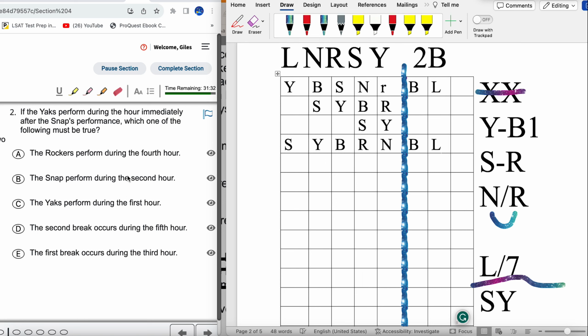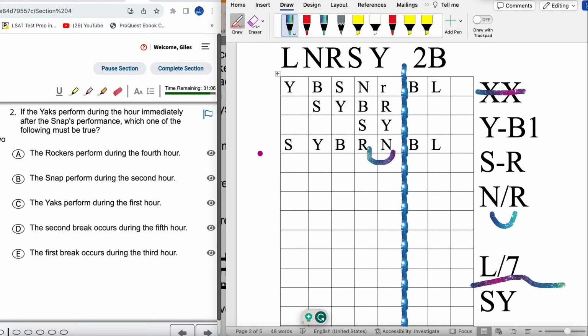So let's do question 2. Which of the following must be true? Alright, now right here all these have the same wording, so to get quicker, perform during the, you already know it's perform during the. Instead of using the first word Yakes, you could just go R 4th. So look for R in the 4th position. That could be true, but it's not really a must be true, because it could be N.